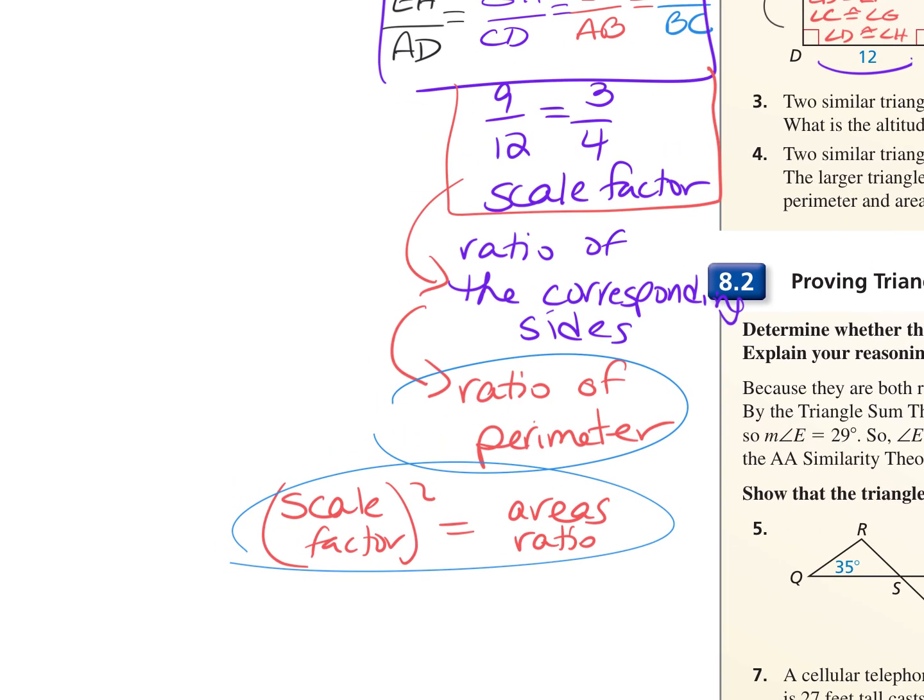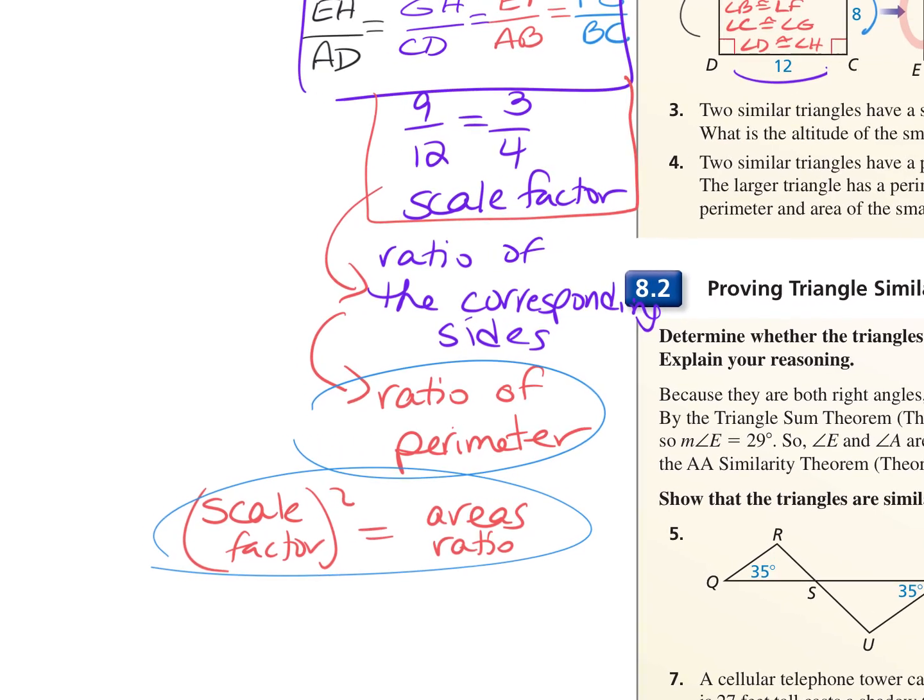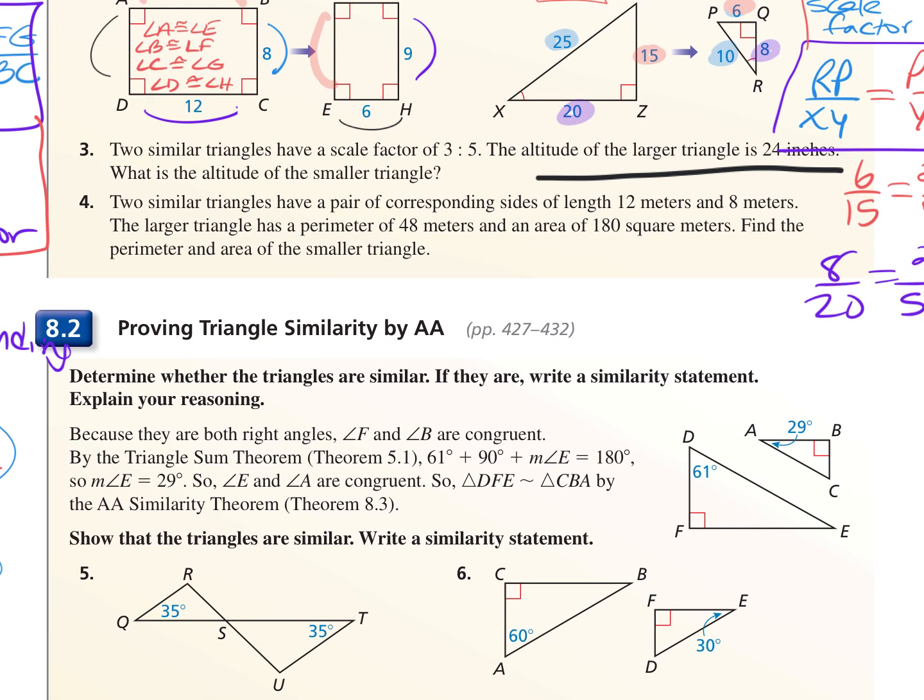So for number 4, they're telling us that we have similar triangles with corresponding side lengths of 12 and 8 meters. So the corresponding ratio, or the scale factor ratio, would be 12 to 8. I can divide them both by 4, and this simplifies to 3 to 2. This 3 to 2 is my scale factor. It's also my side length ratio, my perimeter ratio.